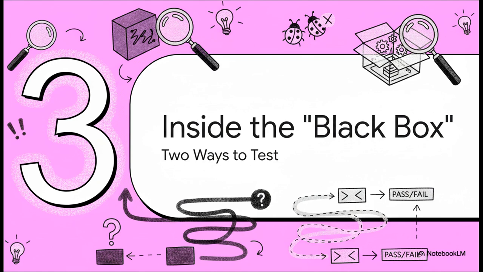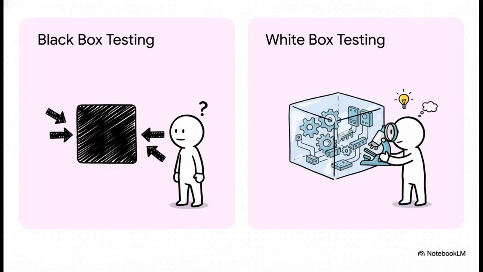Okay, so how is all this testing actually done? Let's get into the nitty-gritty and look at two of the main philosophies for hunting down those bugs. So this slide breaks down the two big approaches. First, you've got black box testing. In this case, the tester knows absolutely nothing about the code inside. They treat it like a mystery box. They just put things in and check if the right things come out.